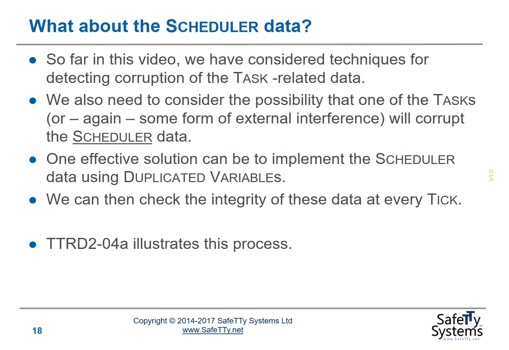For example, we might have code in our system that releases an airbag. If we release the airbag at the wrong time, this could clearly have very serious consequences. So one of the things we want to do is ensure that we protect the scheduler data, and we'll do that using duplicated variables. We can then check the integrity of these data at every tick. Again, TTRD204A illustrates this process.